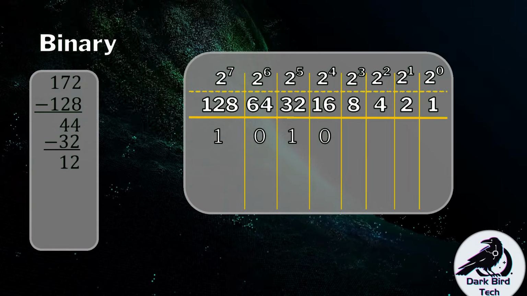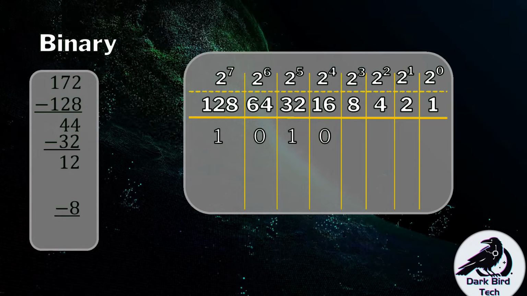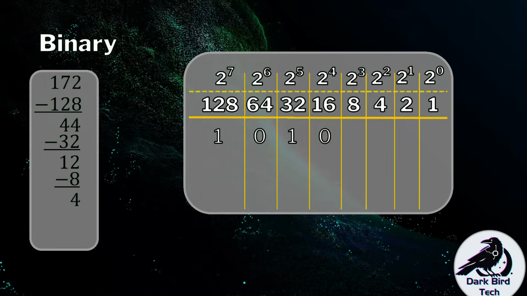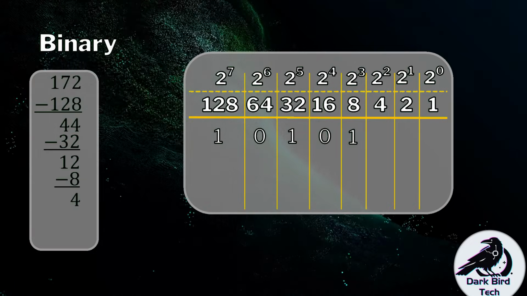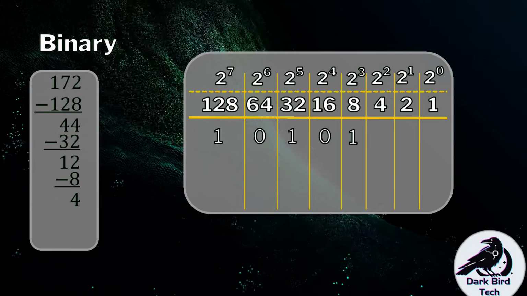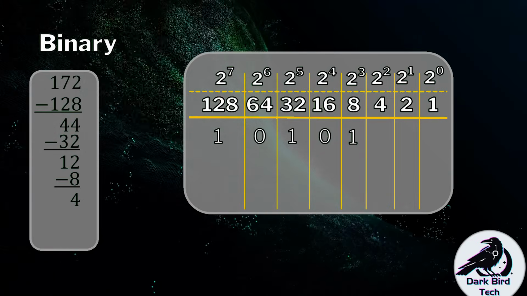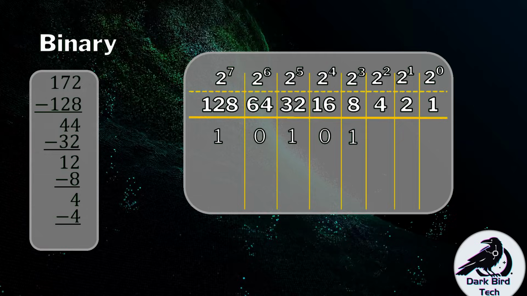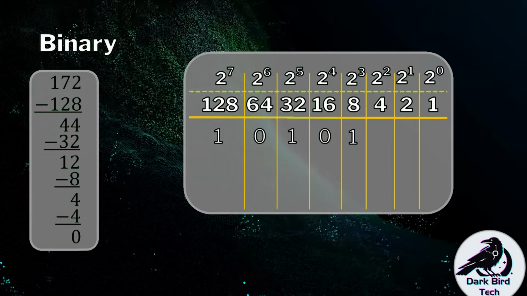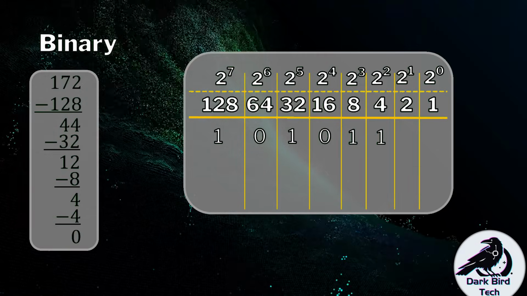Next column's value is 8. 12 minus 8, that will work. That gives me 4. So I'm going to put a 1 under the 8 column. And then I've got the next column's value, which is 4. Yay. So 4 minus 4 gives me 0. That's what I was after. So I'm going to use the 4 column.